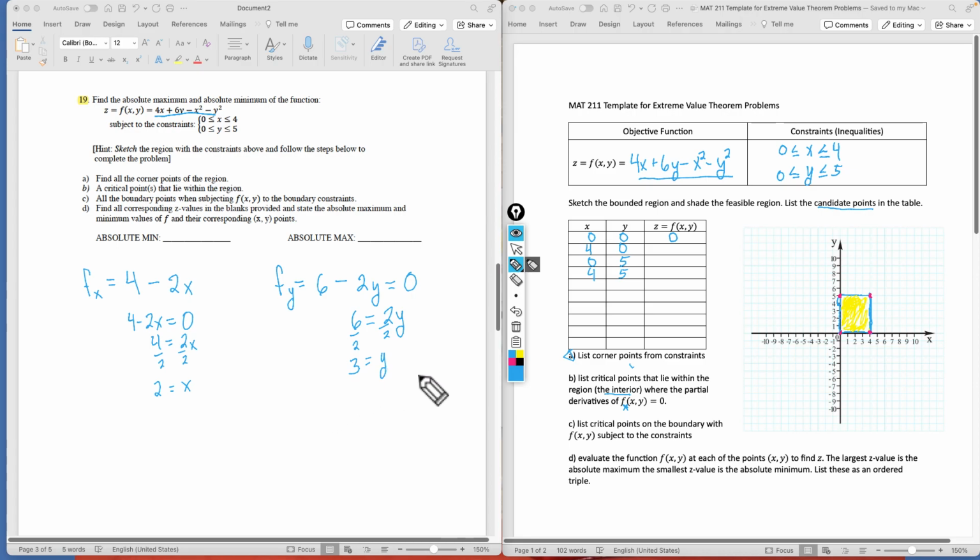So that's one potential possibility, the point (2, 3). We come over here and fill that in. And if you want, you could label it: this is an interior point. And then these from here are our corner points.